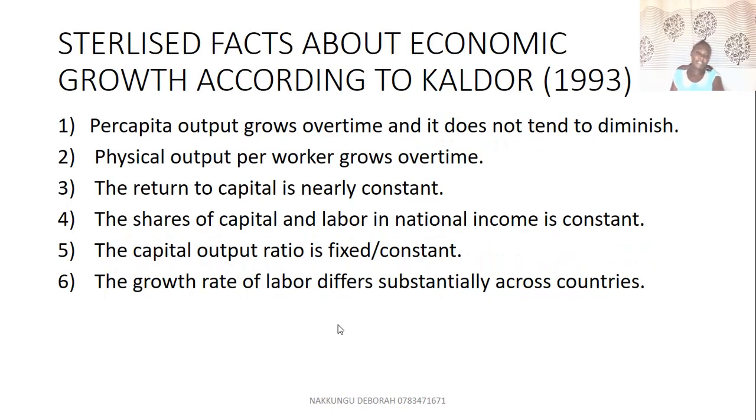There are really different facts about economic growth, and according to some economists like Kaldor in 1993, he came up with some stylized facts about economic growth, and they include these that I've listed down here. The first fact is that per capita output grows over time and it does not tend to diminish. We shall go on proving that. If you are looking at the capital output ratio, it is fact number 5. The capital output ratio is fixed, it is constant.